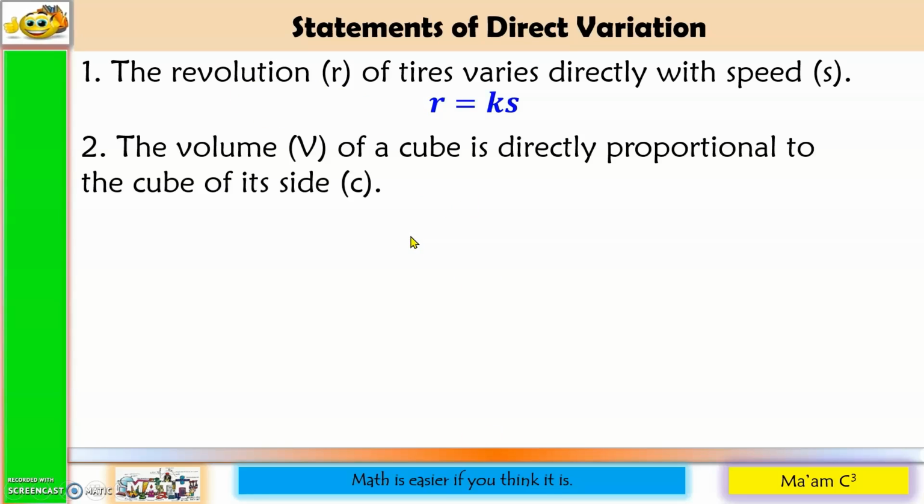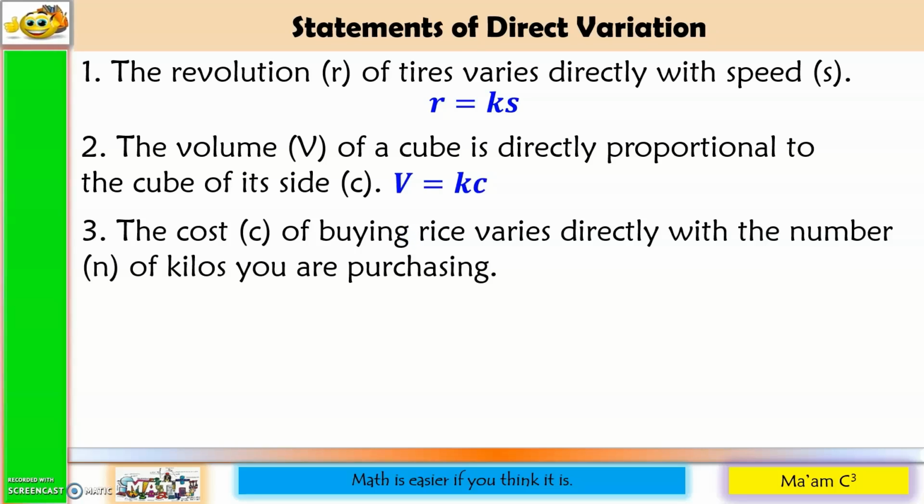Next, the volume v of a cube is directly proportional to the cube of its side. So we have v is equal to kc. Next, the cost c of buying rice varies directly with the number n of kilos you are purchasing. So we have c equals kn.